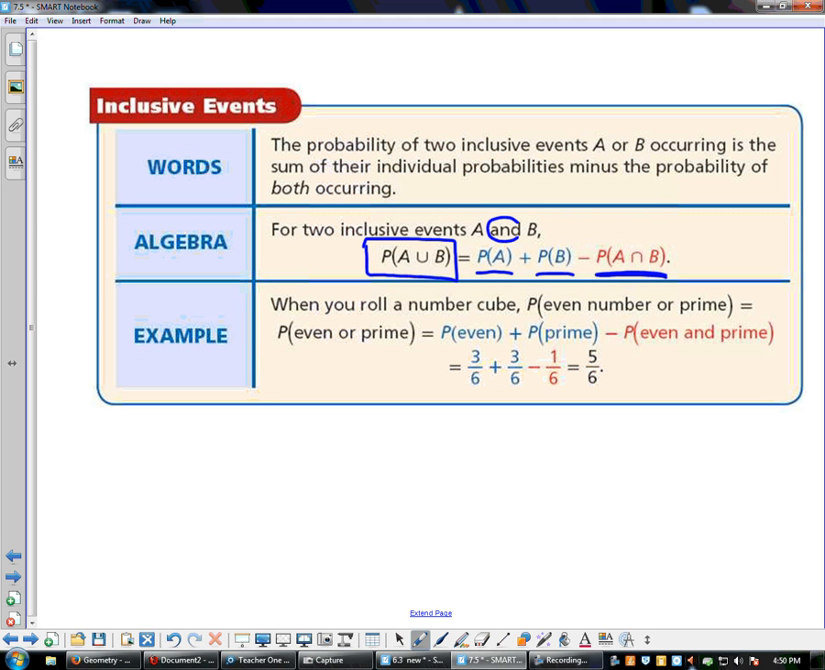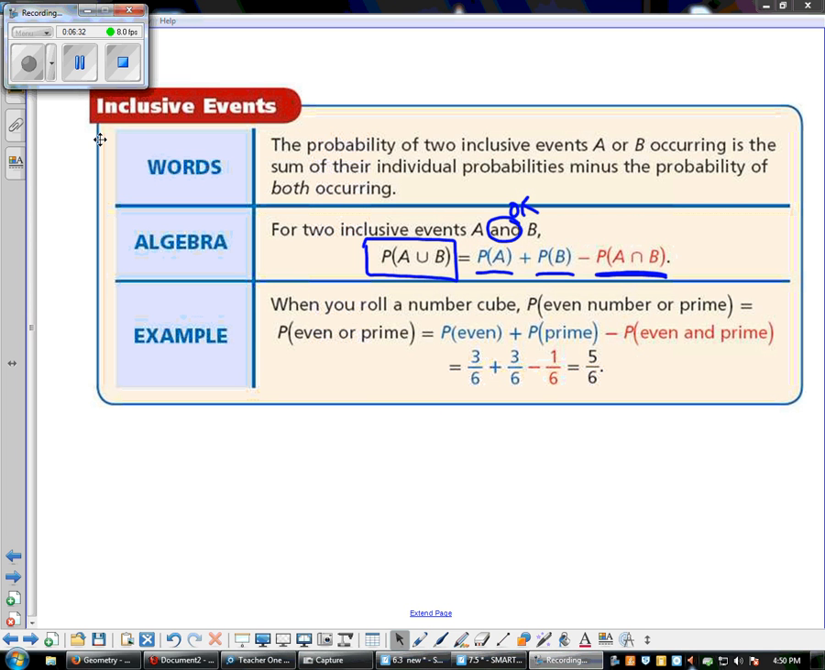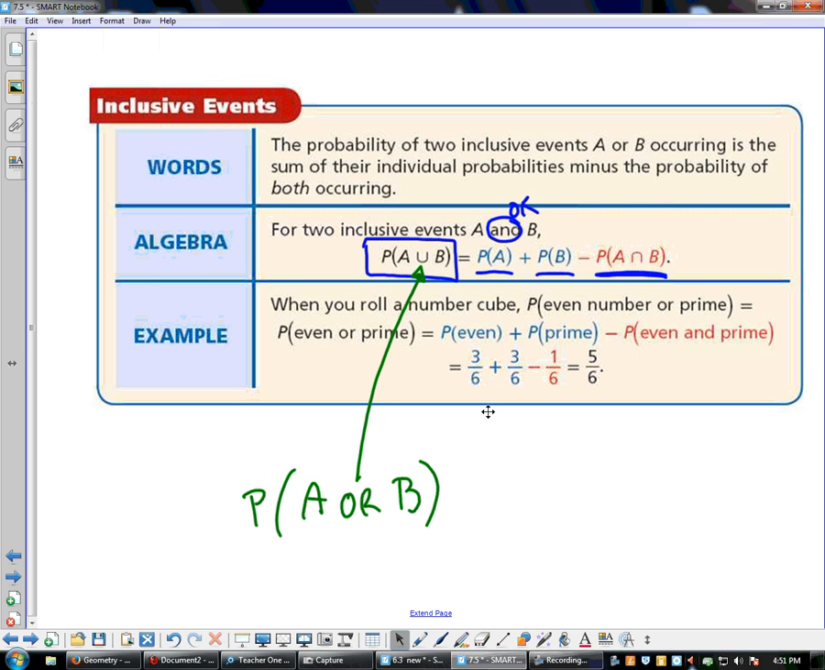Isn't this supposed to be the word? Is it? For A or B happening, it's going to be... pause. Okay, so we left off right here.